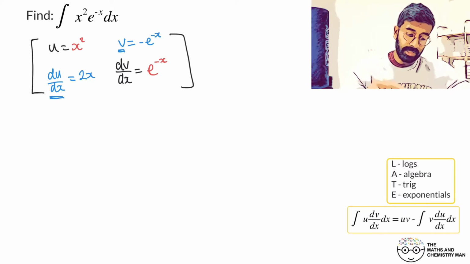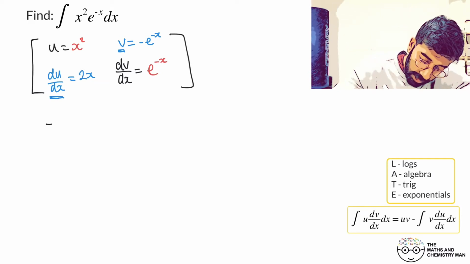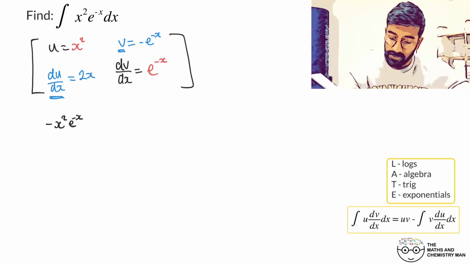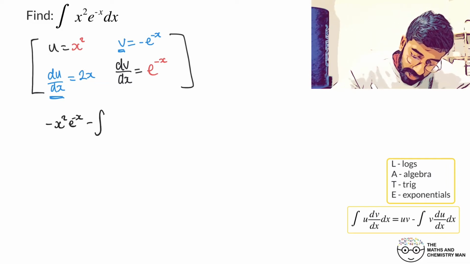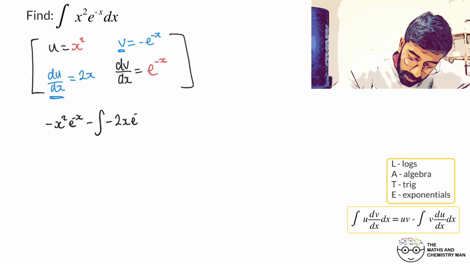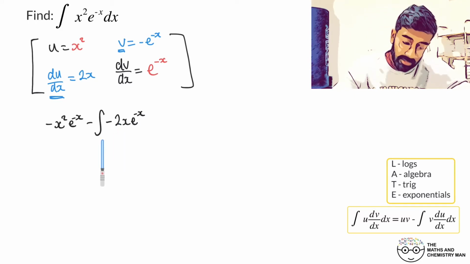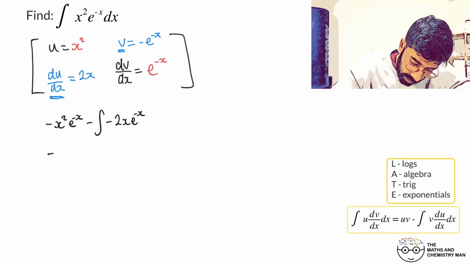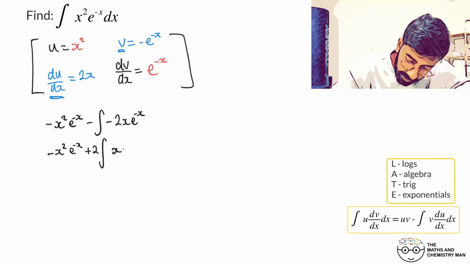Awesome. So now using the by parts formula here, what do we need to do? We need uv. So that's going to be minus x squared e to the minus x. That's uv. Take away the integral of v du dx. So v du dx is going to be minus 2x e to the minus x. And there we go. What I'm going to do is I'm going to take this minus 2 outside of the integral, right? So I'm going to make it this, e to the minus x. And then we'll put out here plus 2 lots of e to the minus x.